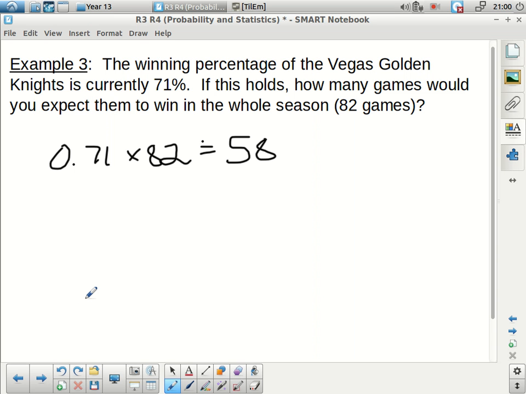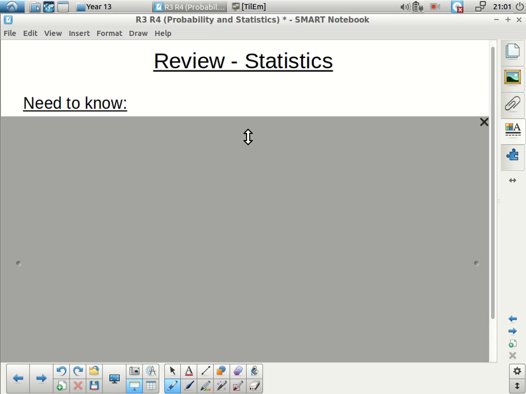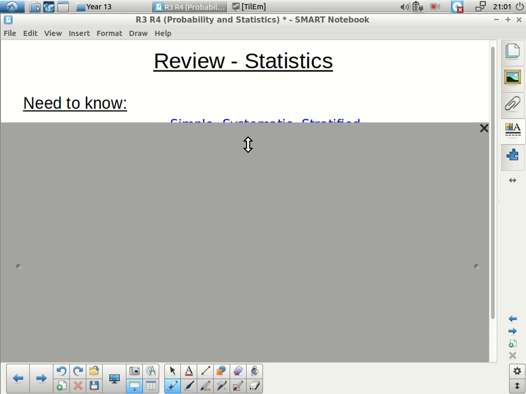Okay, so that's the probability section. That was the first handout. If I'm not back yet, we'll continue on with statistics. There'll be a second handout to go out. So we're going to do statistics now. And here's what you need to know. Again, just add the things that go along with it.